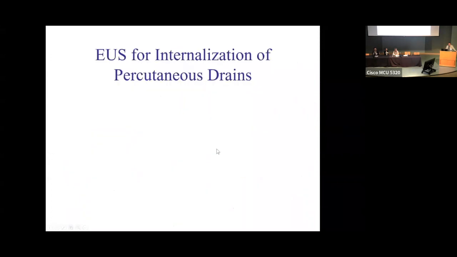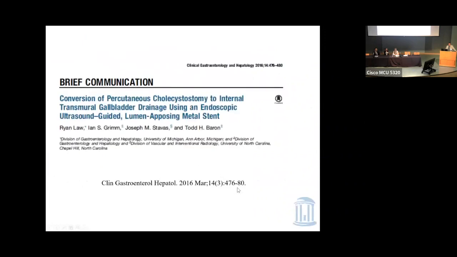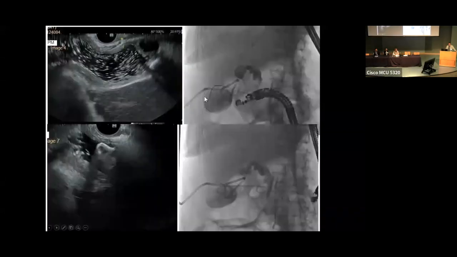Last thing I'll mention is that the EUS approach is also useful for internalization of percutaneous drains. Again, these are patients in whom a percutaneous drain was placed with the idea that they may go for cholecystectomy, but in fact, they never went for cholecystectomy, and there's surprisingly a large number of those patients floating around. We were the first to describe using luminal opposing metal stents to allow those patients to then have their drain removed. On the upper left, you can see the gallbladder after instilling fluid into the gallbladder through the percutaneous drain.